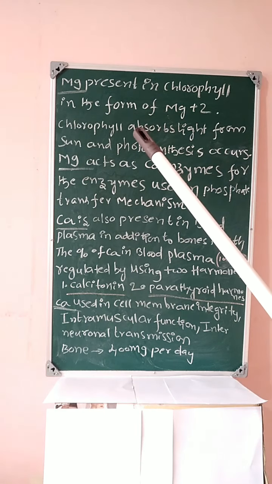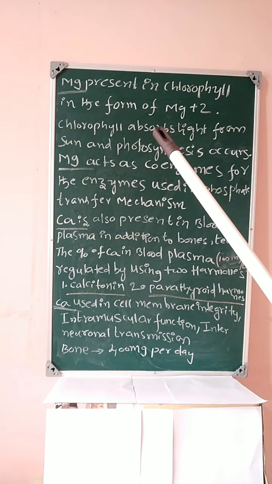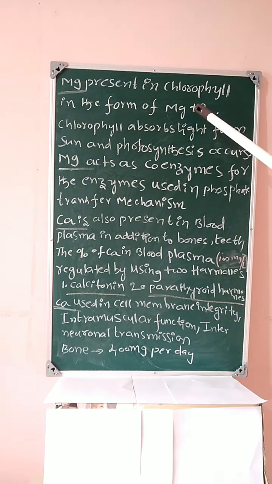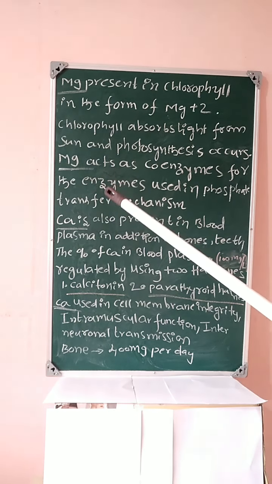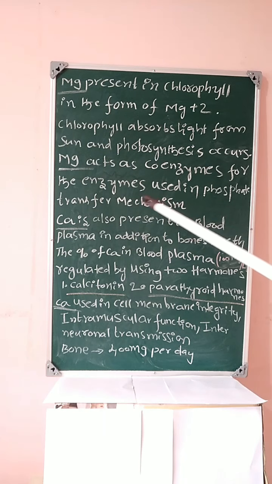Sometimes they will ask, student, what is the element present in chlorophyll? Magnesium. Which form of magnesium is present in chlorophyll? Mg+1, Mg+2, Mg+3, Mg+4. Magnesium is present as a di-positive ion in chlorophyll, which can absorb light from the sun, and the photosynthesis process will occur. Second point, student, magnesium acts as a coenzyme or cofactor for the enzymes used in the phosphate transfer mechanism.